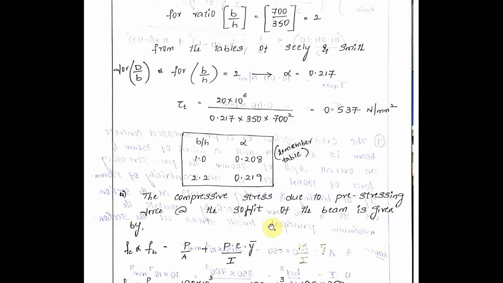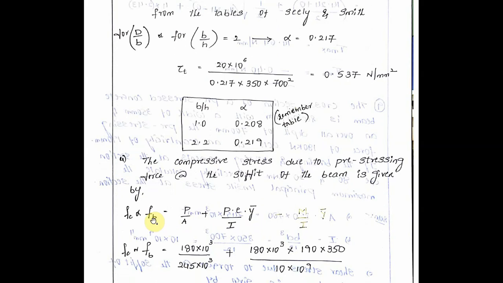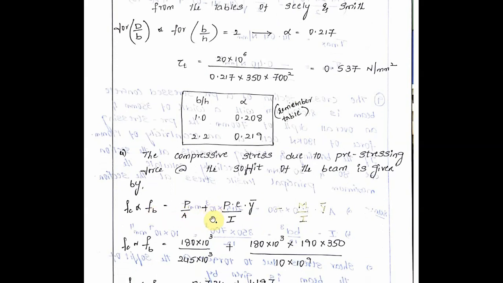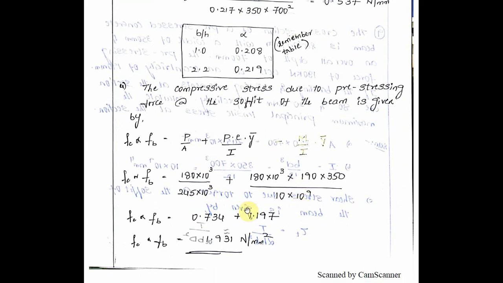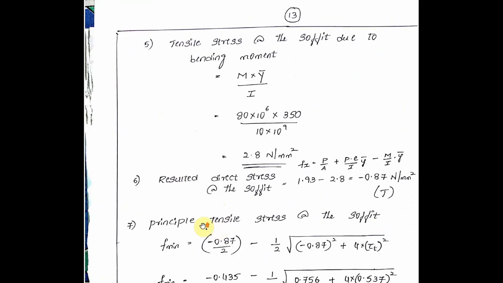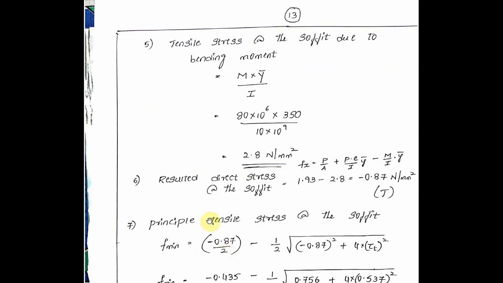Therefore, the compressive stress due to pre-stressing force at the soffit of the beam is given by Fc equal to Fb, that is P by A plus P by I into y bar. So Fb or Fc equal to P by A, which is 180 into 10 raised to 3 divided by 245 into 10 raised to 3, plus P into e, where P is 180 into 10 raised to 3, e equal to 190, y bar is equal to 350, divided by I is equal to 10 into 10 raised to 9. That is equal to 0.734 plus 1.197. That is equal to 1.931 Newton per mm square.